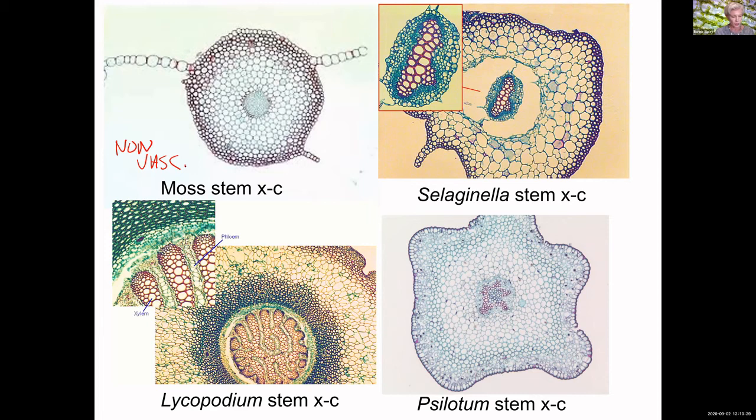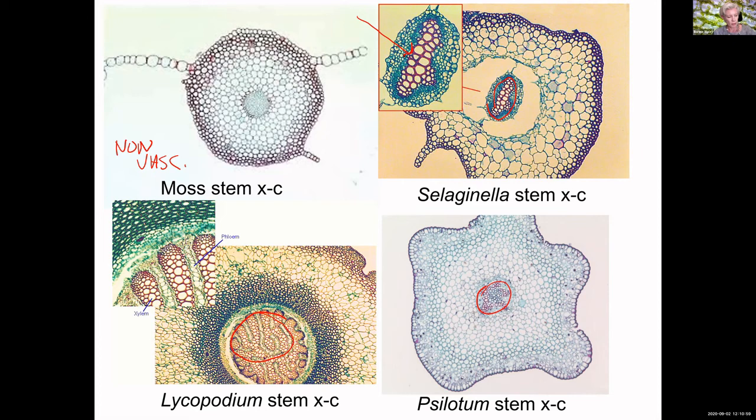I want you to look at the cells of these cross-sections of the plants and look at the arrangement of them. You can see vascular tissue easily in these plants. So this is vascular tissue, this is vascular tissue, this is vascular tissue, and we see these large open cells with a thick cell wall. So we can identify those as a vascular bundle, right?